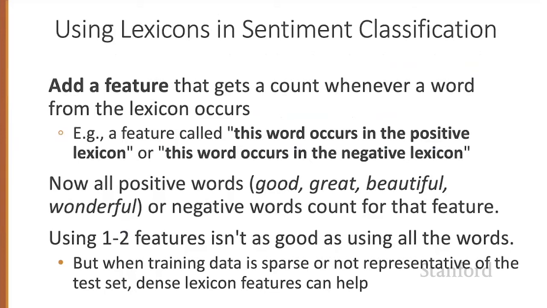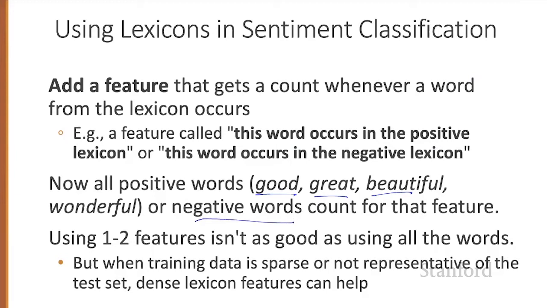So you might think of this feature as, this word occurs in the positive lexicon. So when we see a positive word like good or great or beautiful, any one of them, we add one to that count. So before we were adding one to the count for good and one to the count for great and one to the count for beautiful. With lexicons, we simply add one for any of these occurring. So that kind of sums over all the possible positive words, or negative words for the negative word feature.